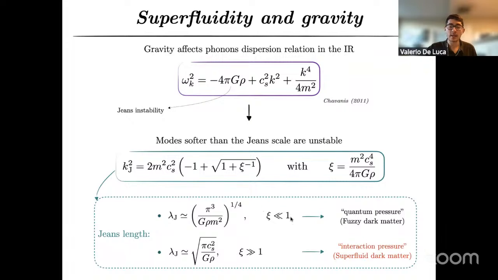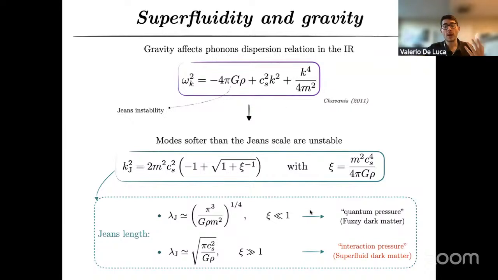In a regime where psi is much smaller than unity, so when there are very low self-interactions, the Jeans scale is given mostly by the mass and density of the environment, and basically this is the regime where the quantum pressure term, k to the fourth, dominates the dispersion relation, which is the quantum pressure regime that is relevant for the model of fuzzy dark matter. So when we are basically in the very low end of the ultralight dark matter regime, with masses around 10 to minus 21 electron volt.